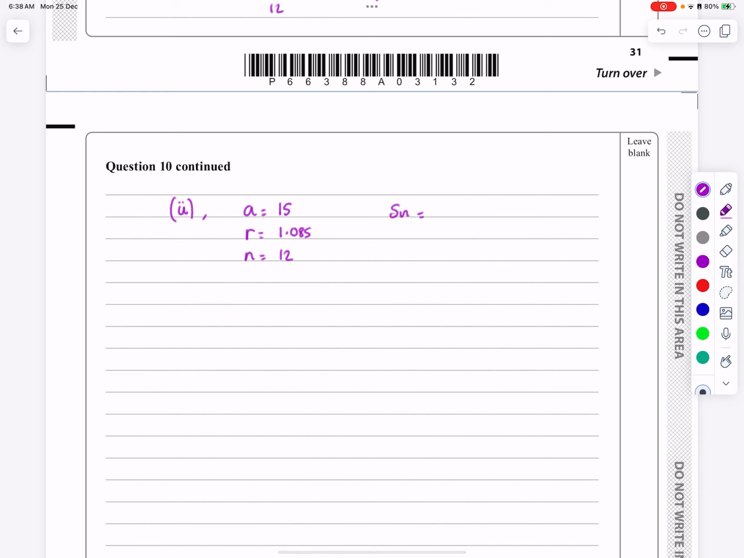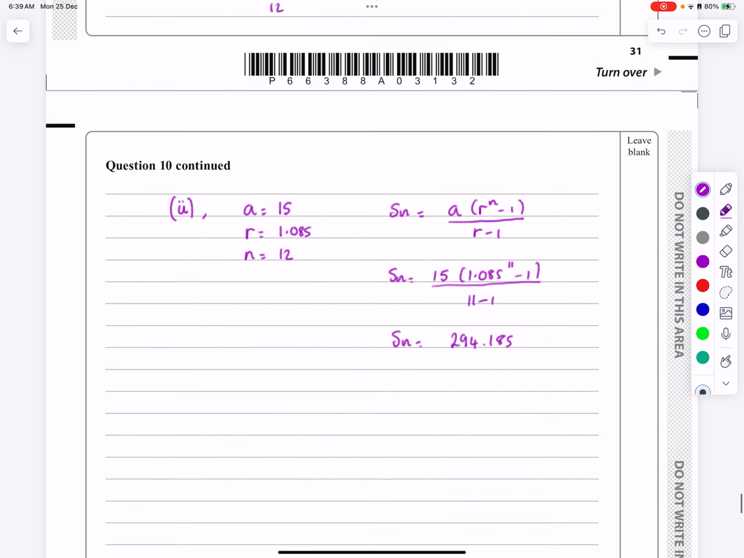So the sum of n terms for this is going to be a(r to the n minus 1) over r minus 1. So Sn is going to be 15 times (1.085 to the 12 minus 1) all over 1.085 minus 1. But again, use as accurate a value as you can put in there. You're going to be raising to a high power, so you want to keep it as accurate as you possibly can. Apparently, if we do that, that works out to be 294.185 as we're looking at it.